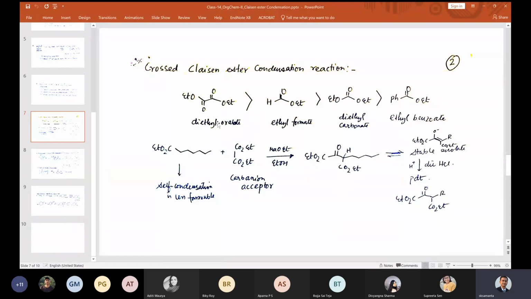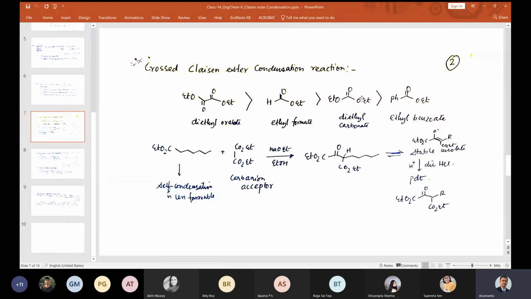Okay, let's give an example first. Let's speak about this series and then we'll give an example. So if we consider diethyl oxalate, ethyl formate, ethyl carbonate and ethyl benzoate, the reactivity order is like this. Why? Because you have esters which are electron withdrawing in nature. Because this ester and this ester both are electron withdrawing, the electrophilicity of this carbonyl carbon center increases. In this case, you have only one side. Actually, in this case, there is only one hydrogen, so it would be definitely less.